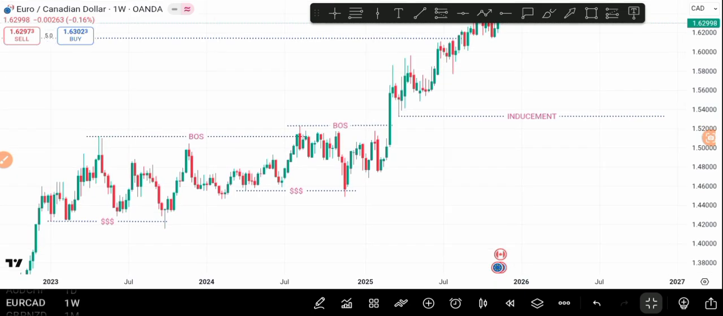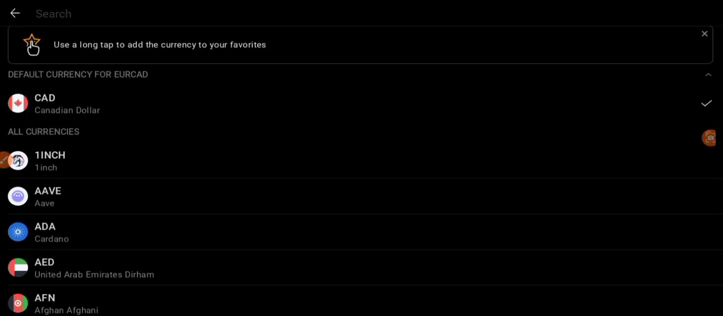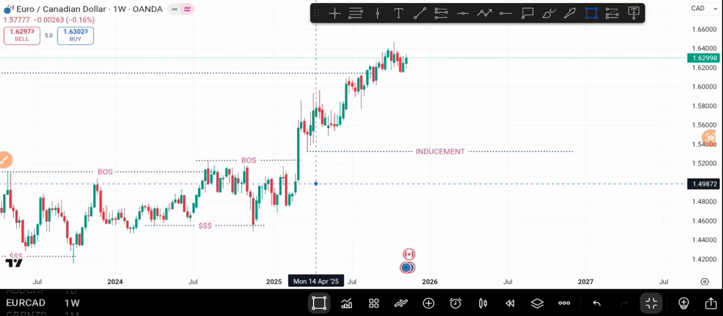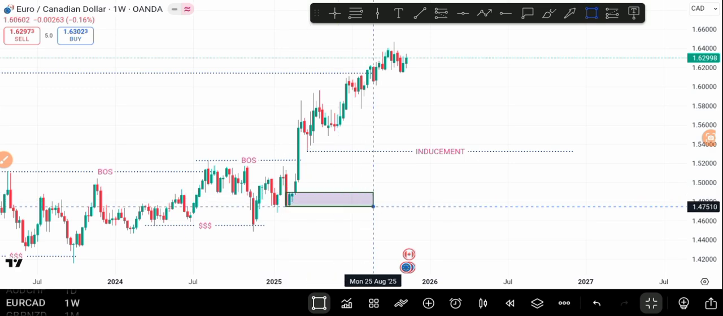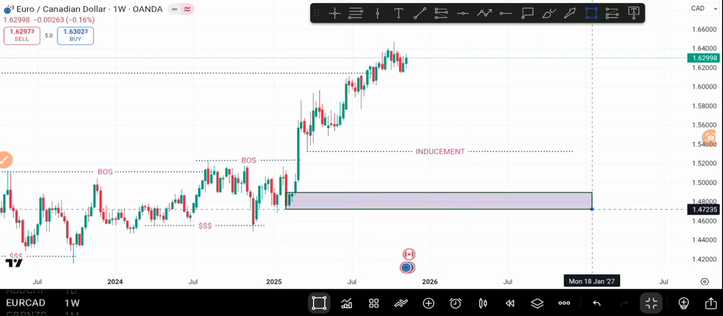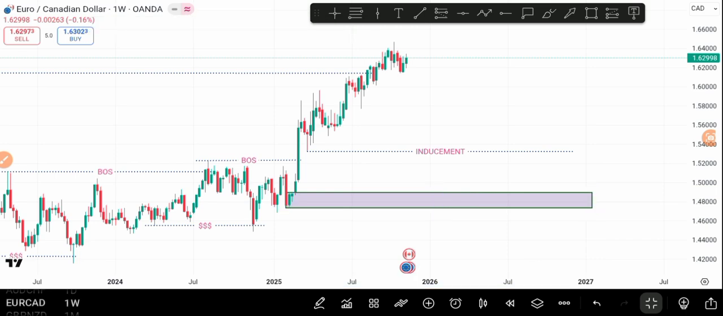So let me check something here. So this is a valid order block. Let me mark this valid order block here. At this point, this is our order block, and then there's a fair value gap above it. So this is a very nice setup on the weekly time frame.